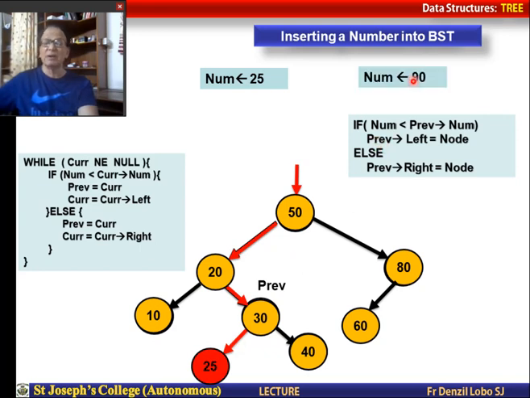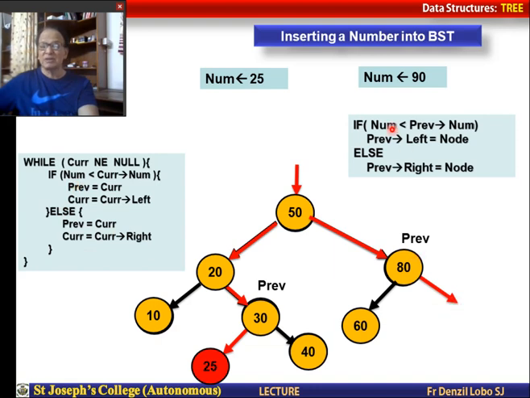So for example, if the incoming number is 90, then again I come here, I ask the same question, is the number greater than the current number? Yes. Then this becomes previous, this becomes current, current right. Then again I ask the same question, is the number greater than 80? Yes, it is. Therefore, current right is pointing to null, so with 90, I am here, current is null, previous equal to 80.